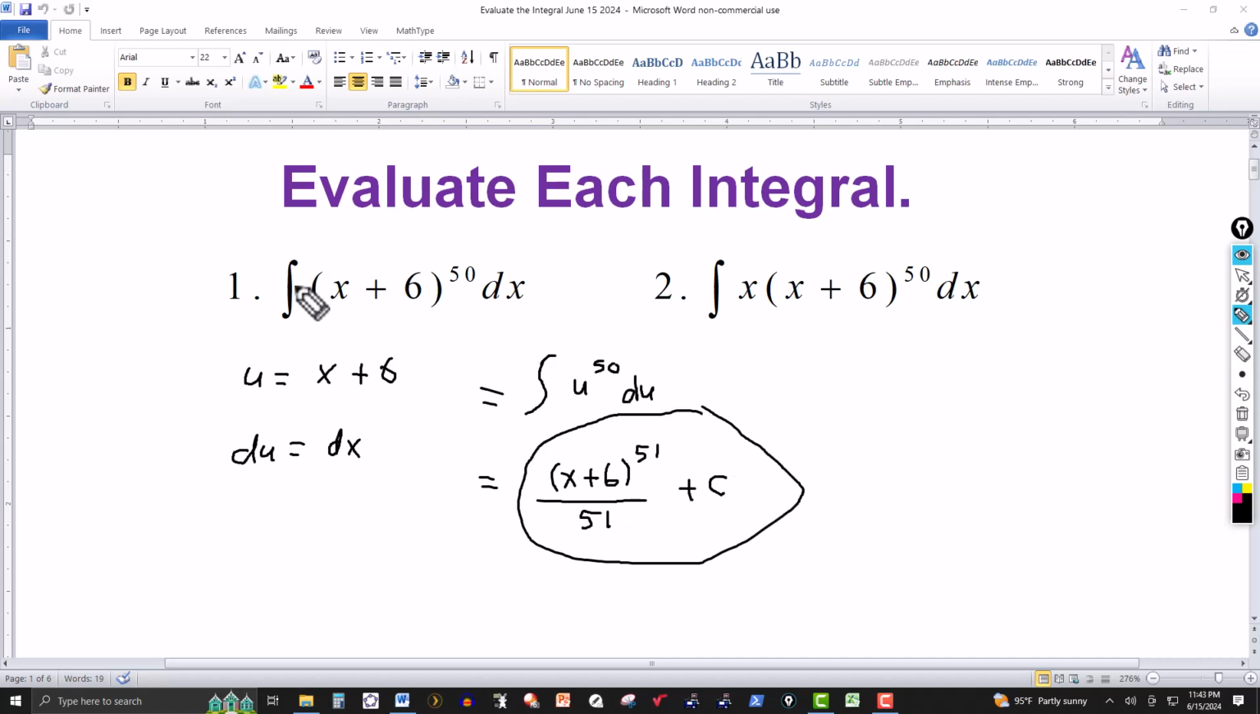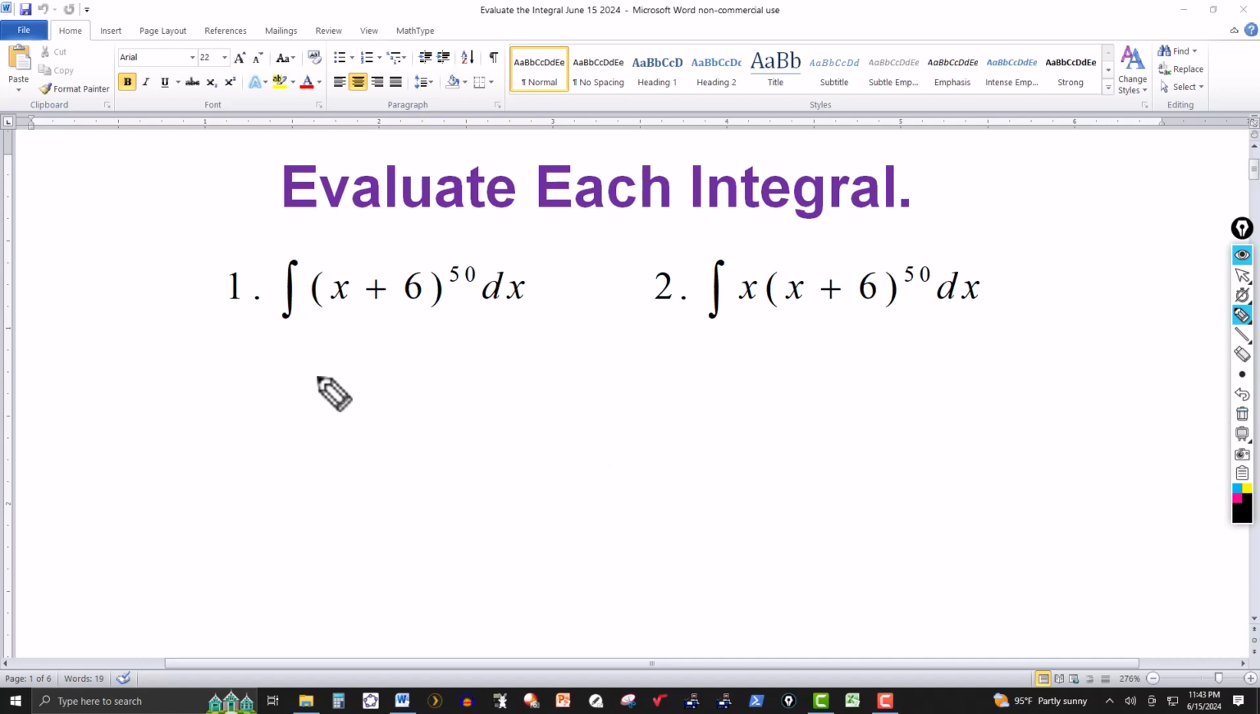Now if you had a constant here of, say, 5, then you can always factor a constant outside the integral. So you had a coefficient here of 5, same answer except you'd have a 5 multiplying the numerator. Now for the second one, again we let u equal x plus 6, then du again would equal 1 times dx.